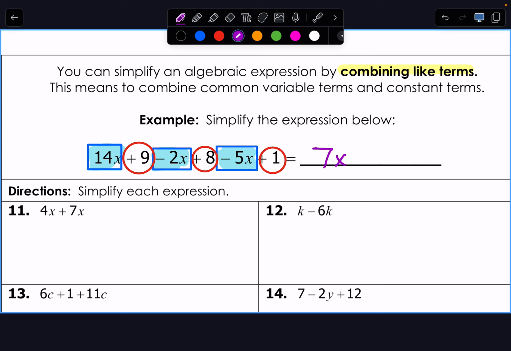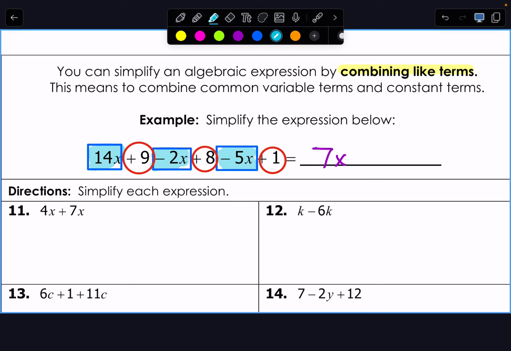7x. Okay, if you're maybe a little nervous, then in your calculator, you're literally going to put 14 minus 2 minus 5. That's how we get our 7x. Okay?